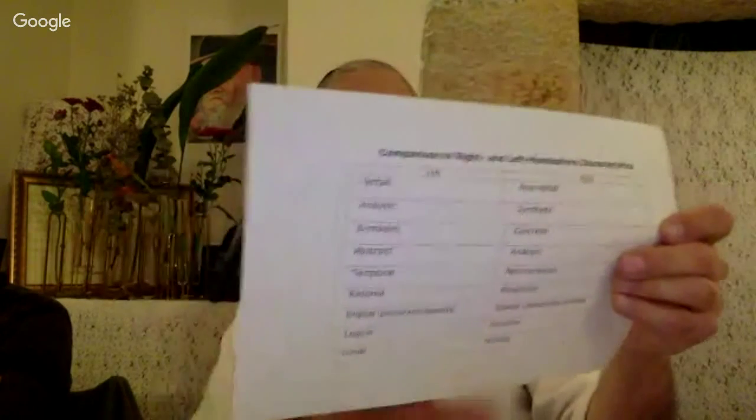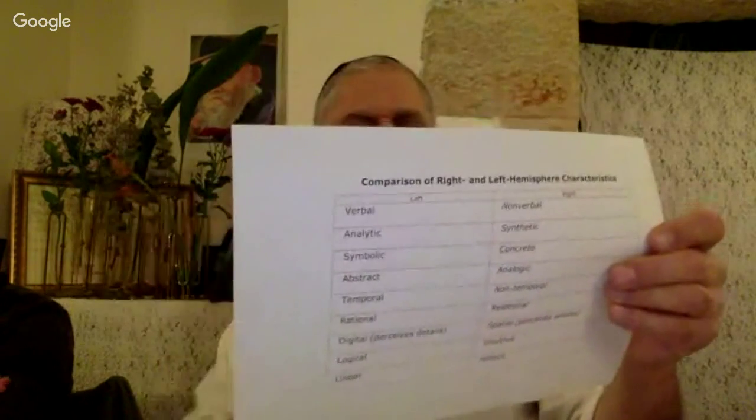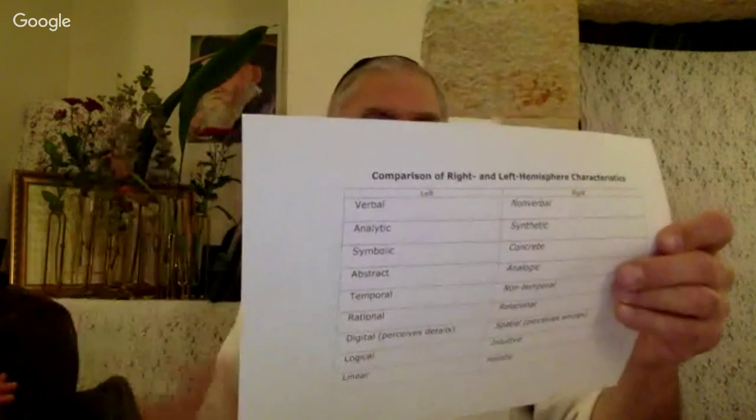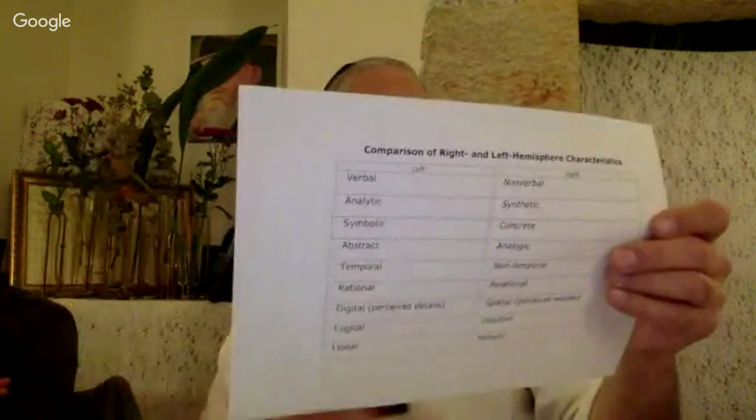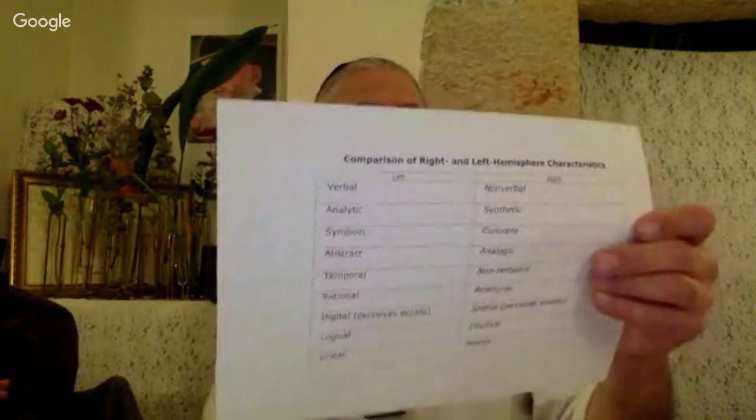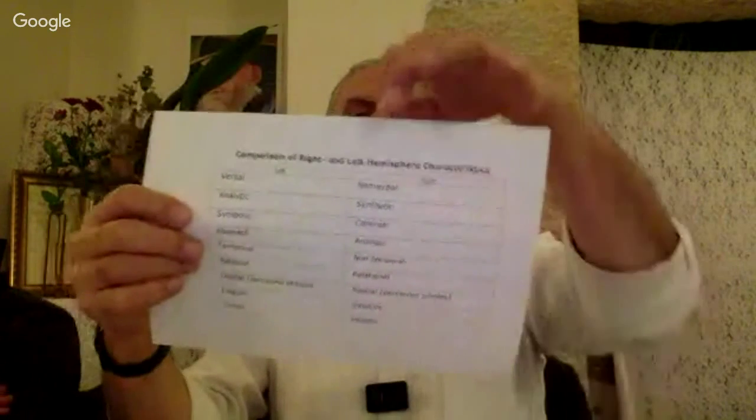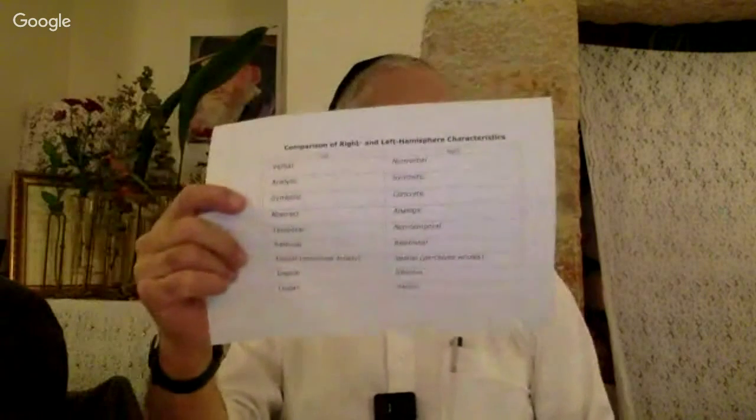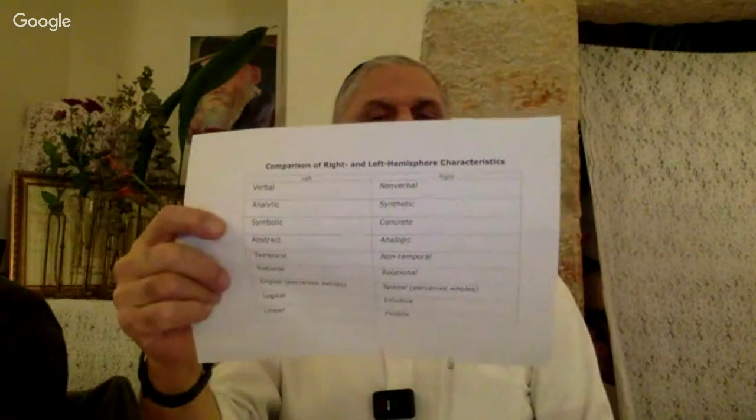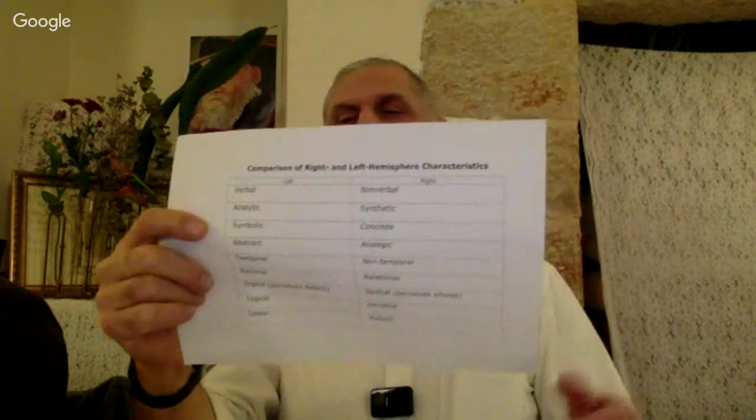So what does synthetic mean as opposed to analytic? Synthesis, right? Seeing patterns. Here you have symbolic, here you have concrete. Interesting, concrete. Why would right brain be concrete? Interesting.